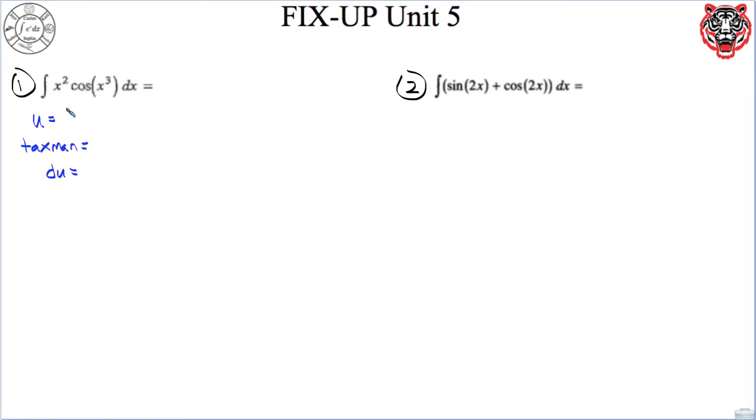Alright, so what is our u? Our u is our x cubed. Our taxman, he's knocking at the front door, he's x squared. And what is the derivative of this? That's going to be 3x squared. So this fraction right here becomes 1/3.